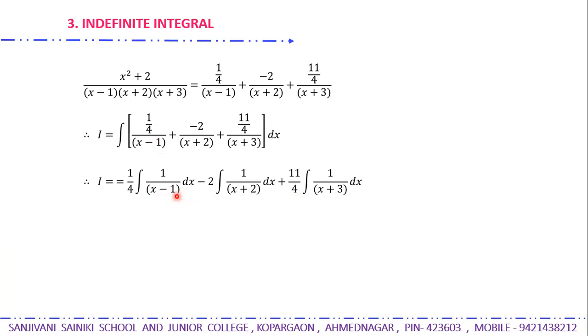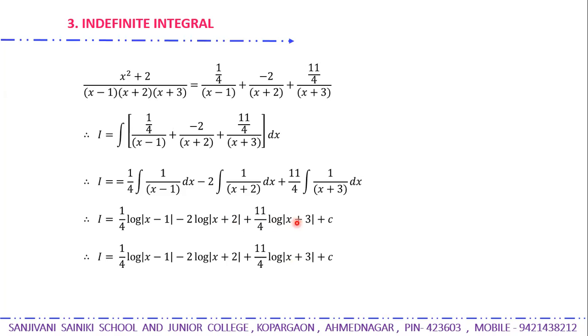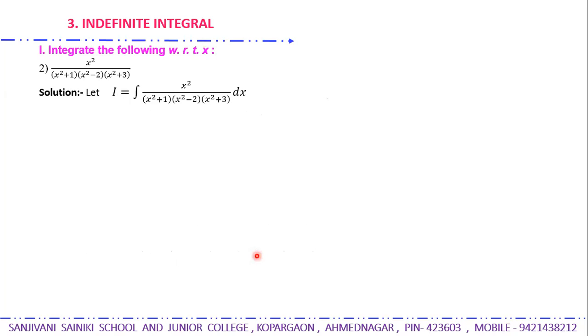1 upon x minus 1, its integral is log of x minus 1. 1 upon x plus 2, its integral is log of x plus 2. 1 upon x plus 3, its integral is log of x plus 3. So this is the integration of the given function. You may simplify it or you can keep it as it is.